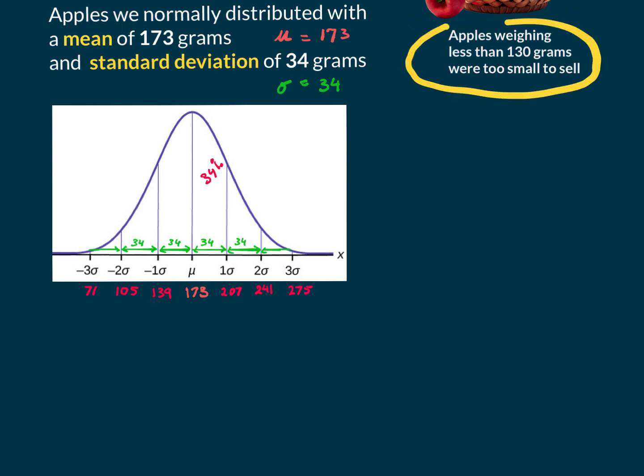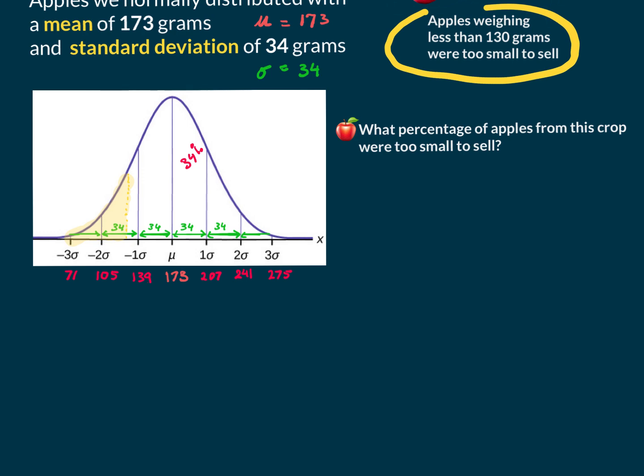Now notice that we are told also that the apples weighing less than 130 grams were too small to eat. In a scale like this, the 130 grams will be somewhere between the -1 deviation and -2 deviation, and it's hard to tell exactly where I'm going to put it. But approximately I can see that the apples here in the yellow section are going to be too small to sell. And our question is, what percentage of the apples from this crop were too small to sell?